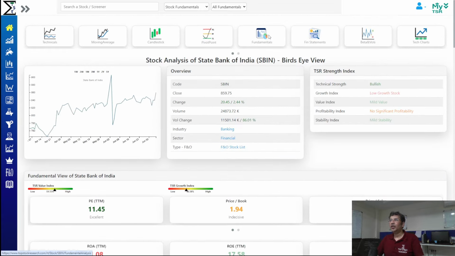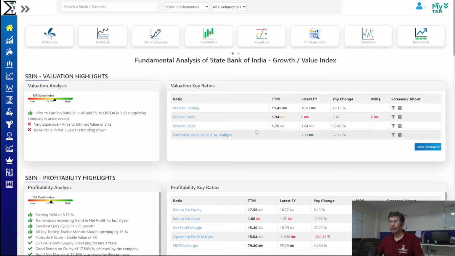The key important ones are mentioned here, marked with certain colors to give you a good idea, along with certain commentaries which say where it is. For example, the price is too high relative to its intrinsic value, and book value is trending down, so it's not great on one parameter or another. And overall, based on our analysis, the TSR value index, which we'll cover in a short while, says it's reasonably okay from a valuation perspective, this company SBI.